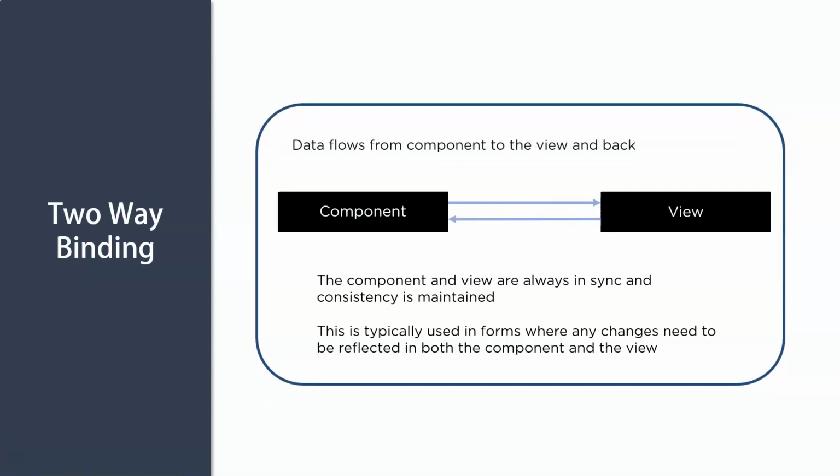And lastly, let's have a look at two-way data binding. Now, two-way data binding is a mechanism where data flows from the component to the view and back. The component and view are always in sync, and the changes made on either ends will immediately update both ways. Now, two-way data binding is typically used when dealing with forms where the user input is used to update the component's state and vice versa. So let's have a look at the demo.